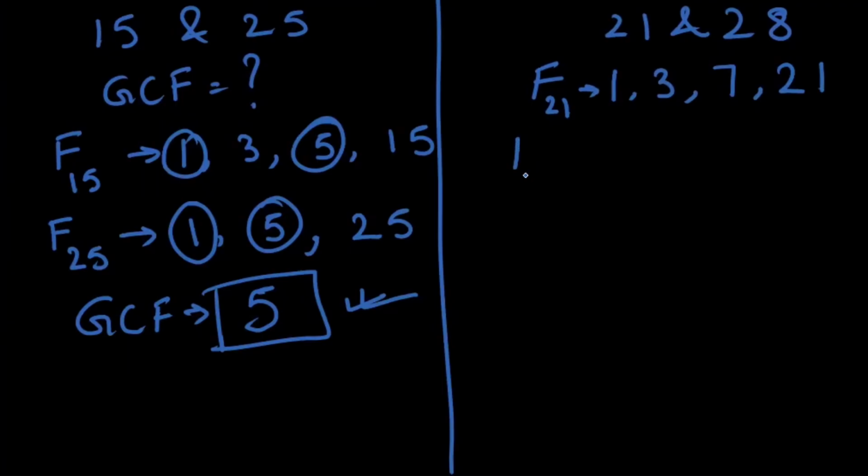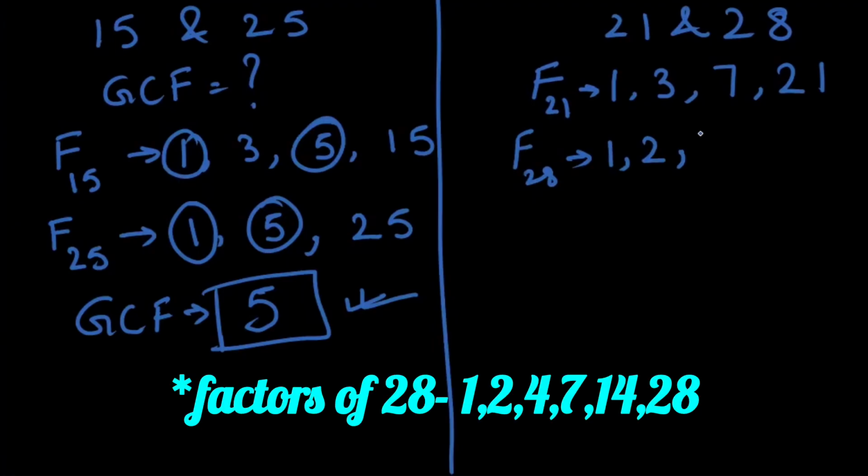Then we have to find the factors of 28. What are the factors of 28? 1, 2, then 4, 7, and the number itself.